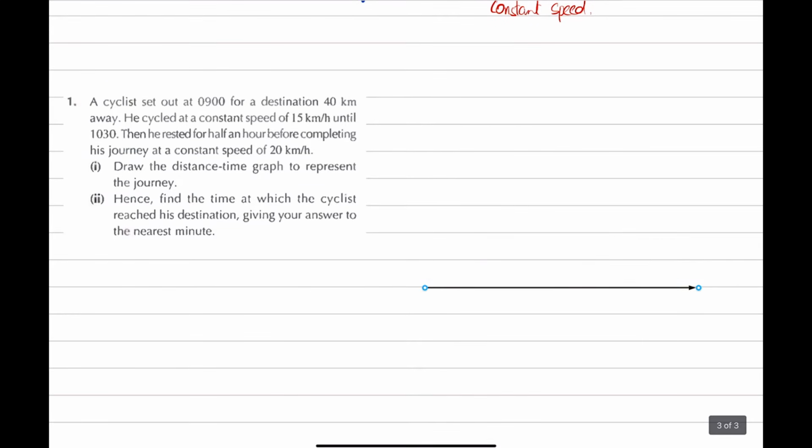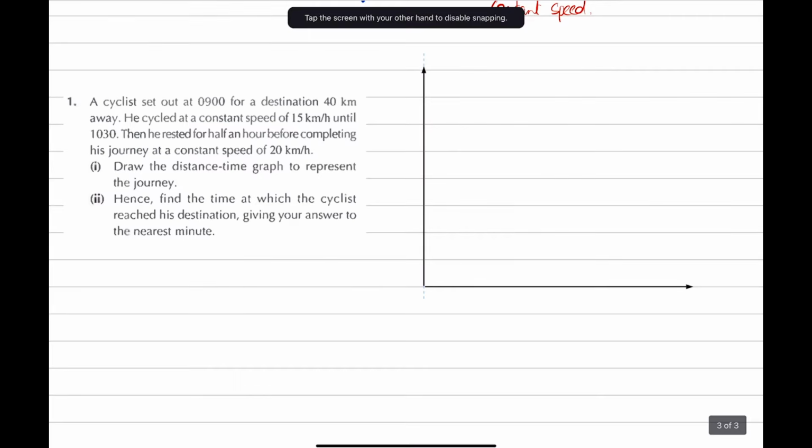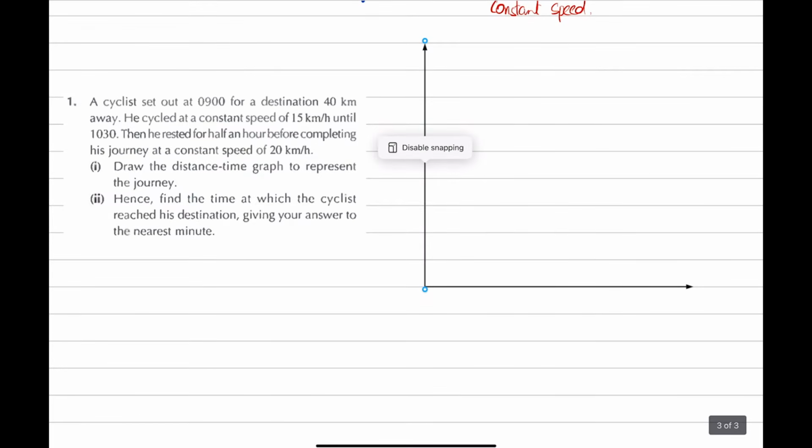It says a cyclist set out at 0900 for a destination 40 kilometers away. Now, first thing you need to do is read the question. Read the question carefully before you do anything else. So a cyclist set out at 0900 for a destination 40 kilometers away. He cycled at a constant speed of 15 kilometers per hour.